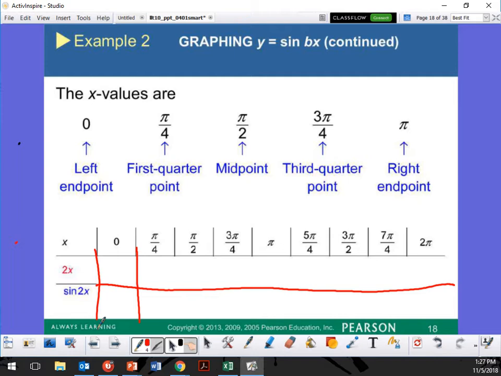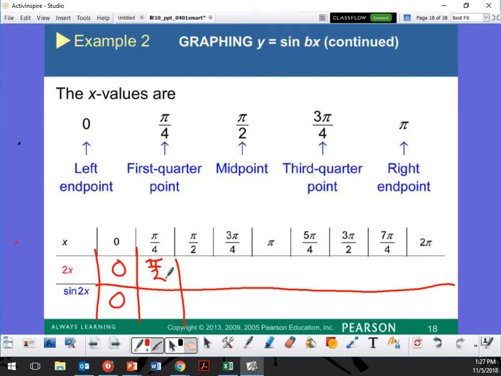2 times 0 is 0. What is the sine at 0? 0. So if you have your unit circle out, this is helpful, right? Okay. What's 2 times pi over 4? Pi over 2. And it's 0. Wait, no, it's 1. Wait. Are you guys okay with the pi over 2? Yeah, no, I'm good.